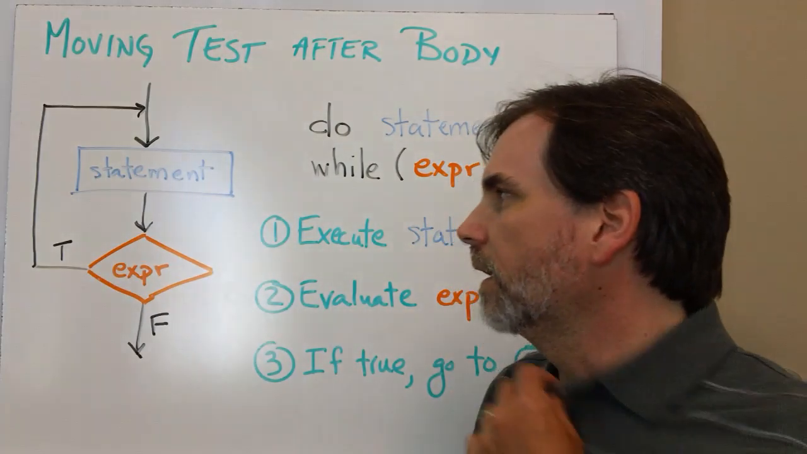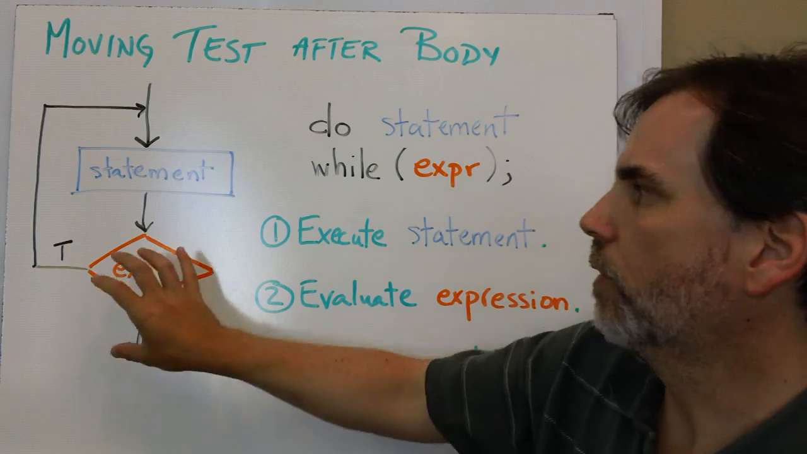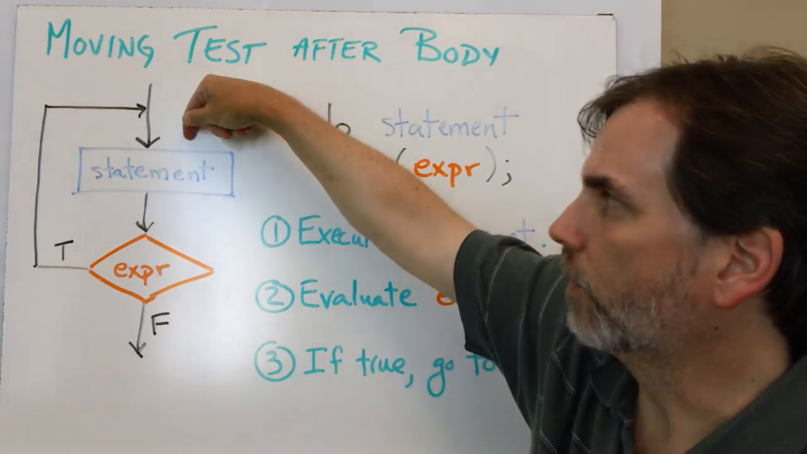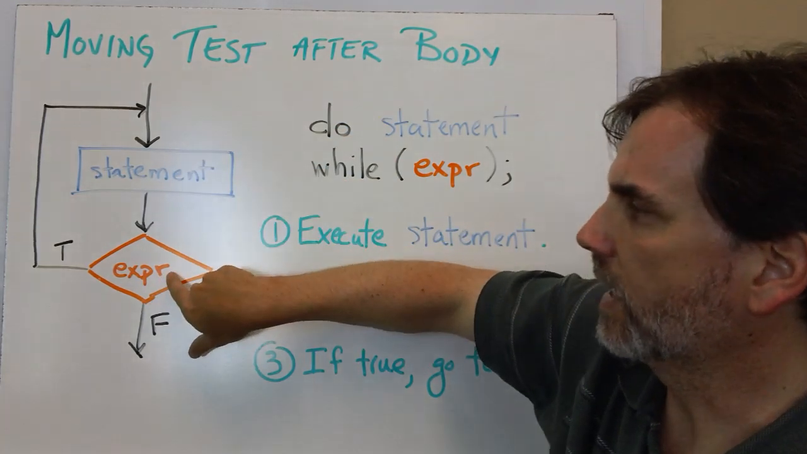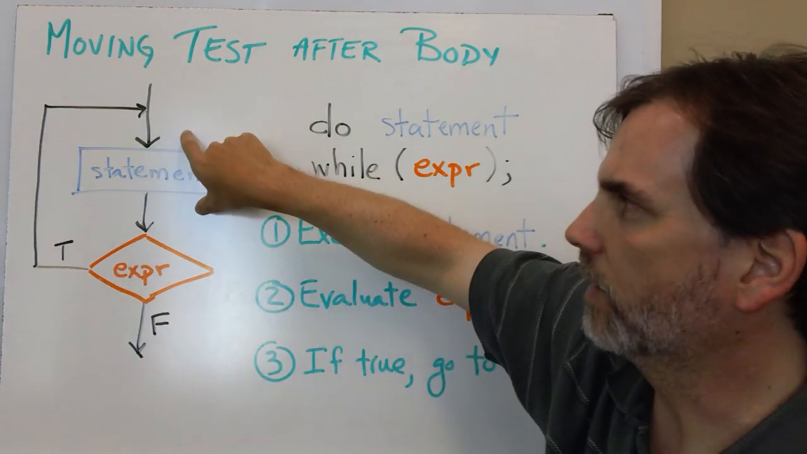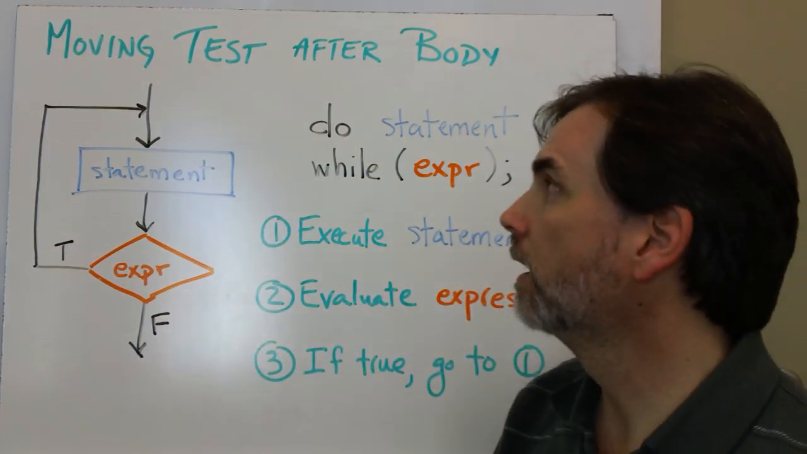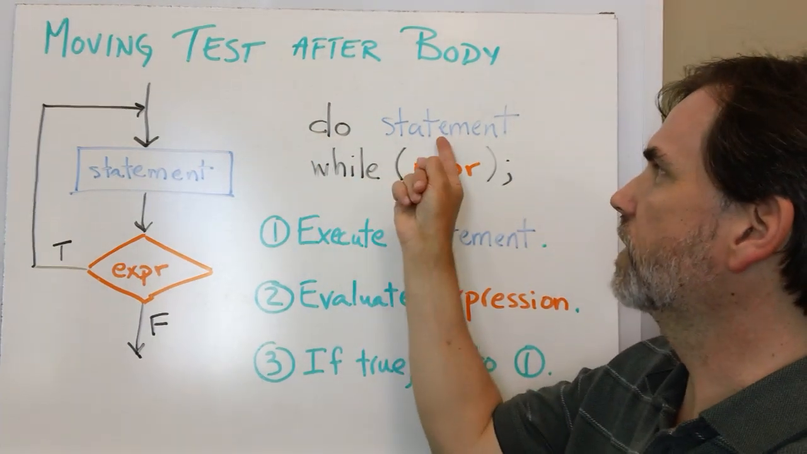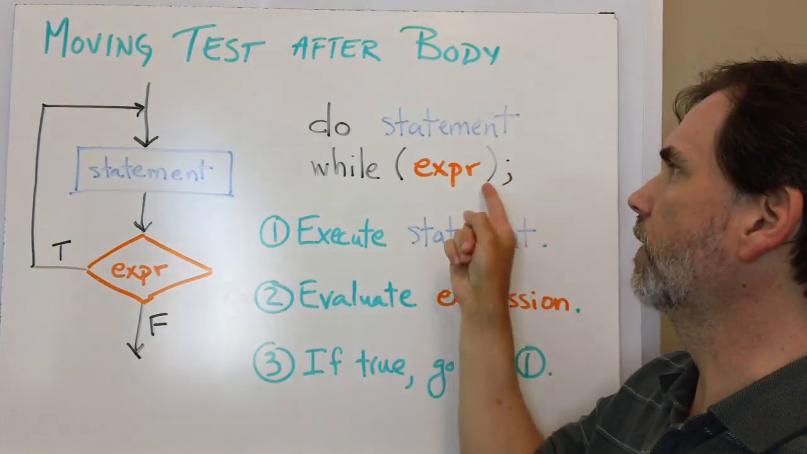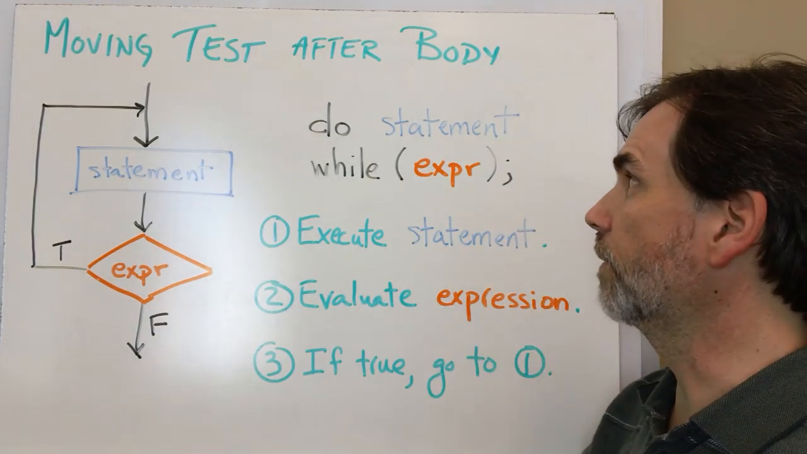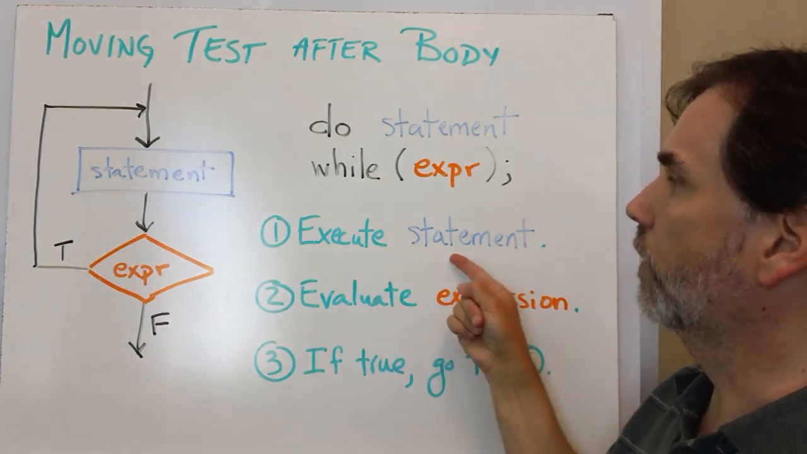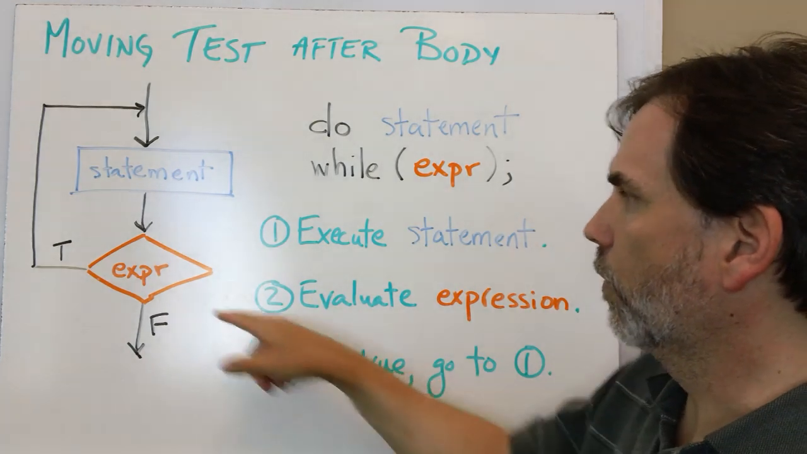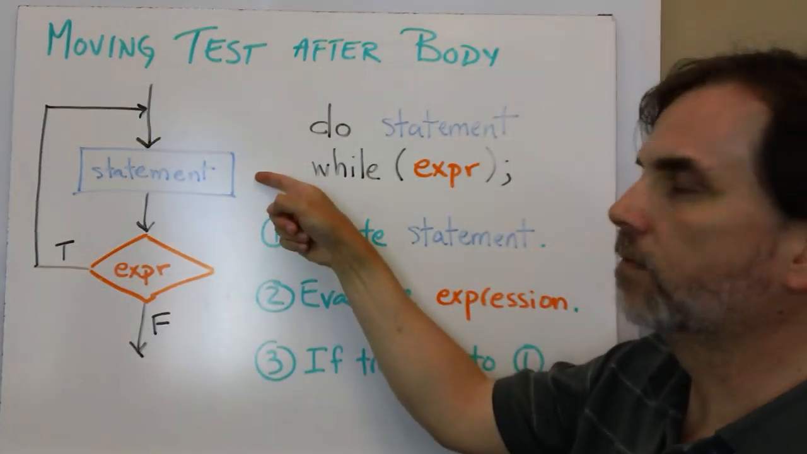Now occasionally it's more convenient to test the condition after the loop body is executed. So we enter the loop by executing the statement once, and then we test the expression. If the expression is true, we go back and do it again. If it's false, we move on. In C, this is expressed by the do while statement. So do, statement, while, parentheses, expression, parentheses, semicolon. We need the semicolon to terminate the statement. So we execute the statement first. We evaluate the expression. If true, we go back to step 1 and execute the statement again.